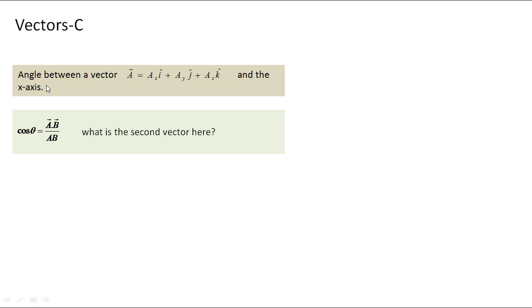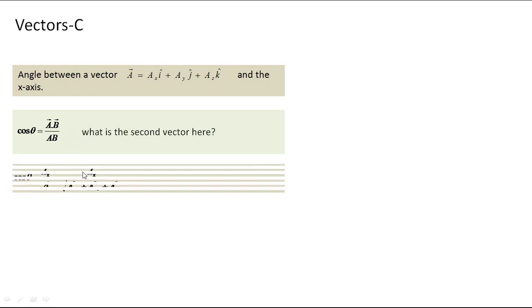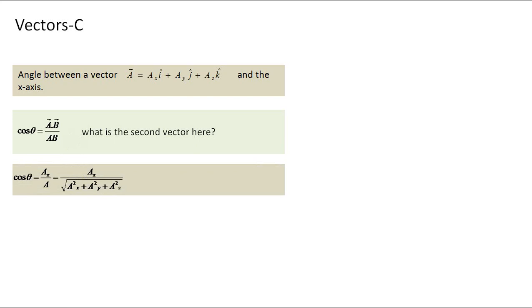Hence I take the second vector as I cap. First vector is A bar, second vector is I cap. The rest is all simple substitution. So we substitute the values. If the second vector is I cap, the dot product will be equal to ax, as the other two components will be 0. So the dot product is ax divided by the magnitude of vector A and the magnitude of vector I cap, which is 1. The magnitude of vector A is the square root of x component square plus y component square plus z component square. So this in a way becomes the formula for cos of the angle with the x-axis.